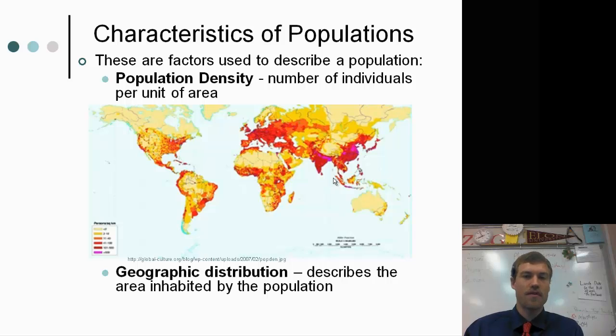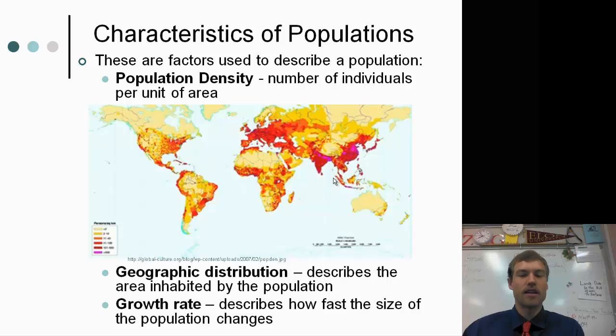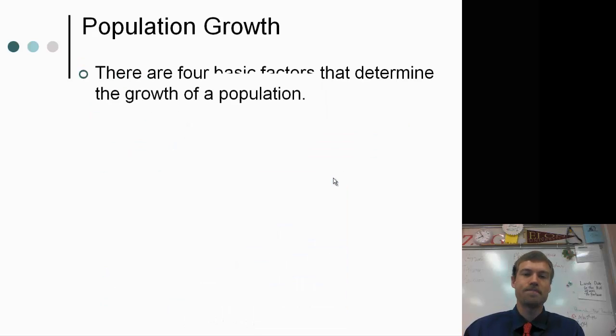We've also got geographic distribution, basically just where are they located. And then finally growth rate, which describes how fast the size of the population changes. So how quickly is it going up or going down.